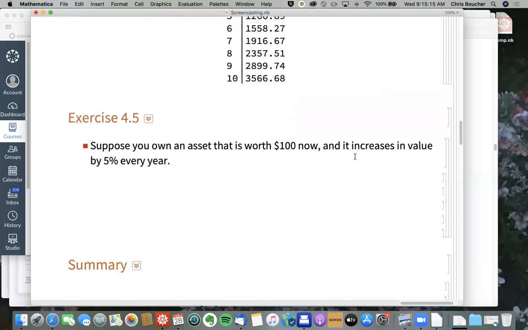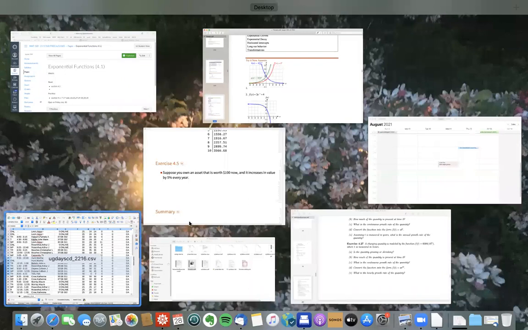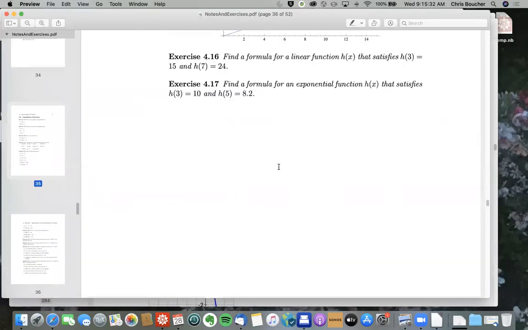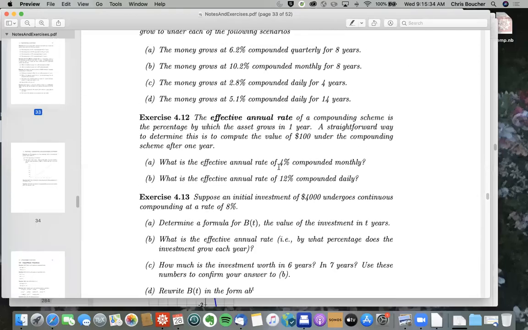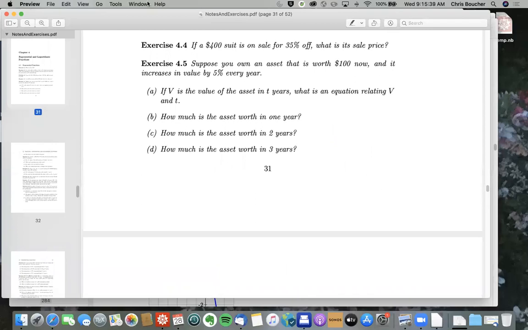All right, look, here's an exercise from the notes and exercises. Suppose that you own an asset that's worth $100 and it increases in value by 5% every year. Let's see if we have this problem so that we can see what the questions are. Here we go. Right, so first let's come up with a formula for the value of the asset V as a function of the number of years that go by T.